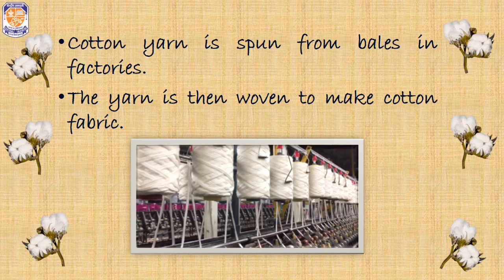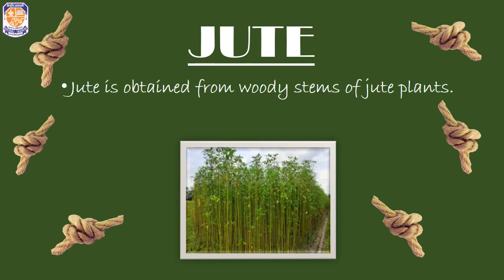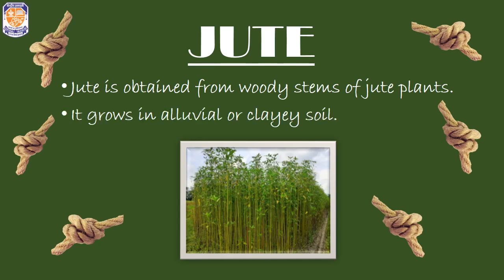Now moving on to the next important fiber, that is jute. So jute is obtained from woody stems of jute plants. You can see the woody stems of the jute plants here in the picture as well. It grows in alluvial or clay soil. So the type of soil which is used for the growth of cotton was black, but here in the jute we need alluvial or clay soil for its growth.